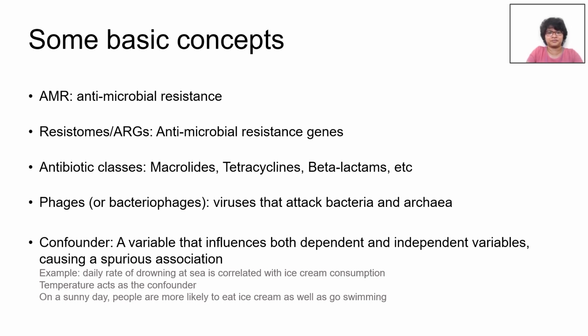Temperature is a hidden variable that affects both ice cream consumption as well as the daily rate of drowning and causes both of them to increase if temperature increases and decrease if it decreases. And so it ends up affecting both these variables and making them seem as if one of them increases the other, where in fact that relationship does not exist.